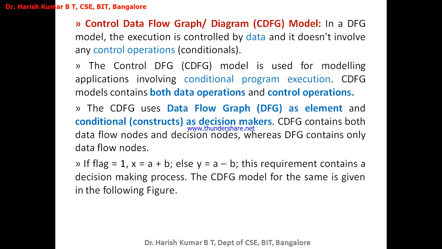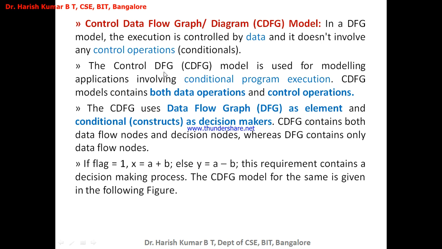Now in DFG, the execution was controlled by the data, and it does not involve any control operation. When I say control operation, I mean conditional statements, something like if else statements, or the looping constructs, while loop, for loop, because they all go with conditions. In the previous computational model, that is the data flow graph, the execution was only controlled by the data, hence it was called a data driven model. So DFG doesn't involve any control operations.